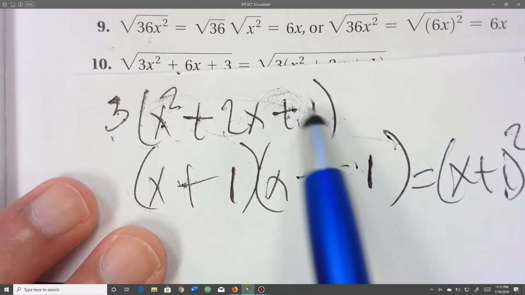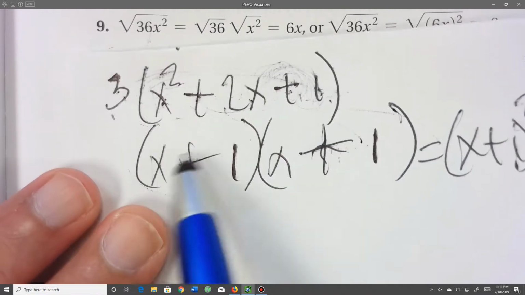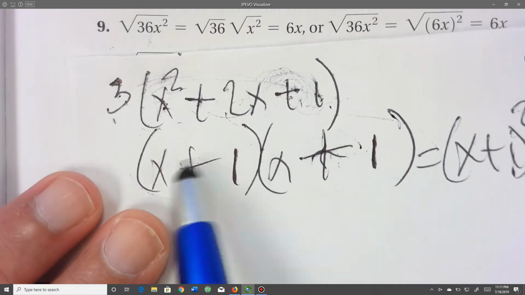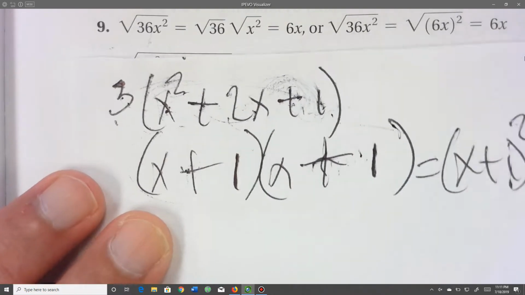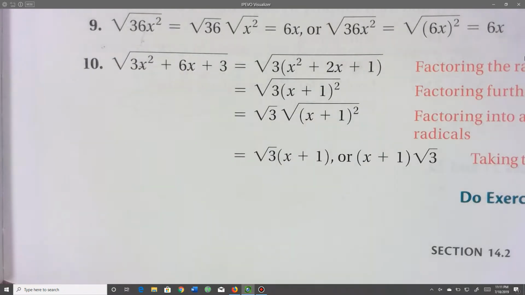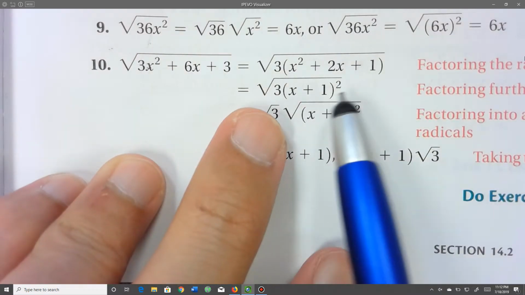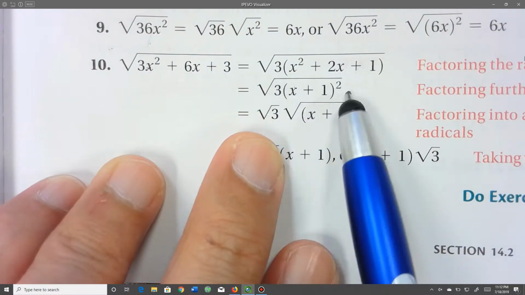But if you cannot think that this is a perfect square, go ahead and factor it out by trial and error. It's fine. It's still going to give you the same answer, just like I did here. So where were we? Yeah, and that's a perfect square.